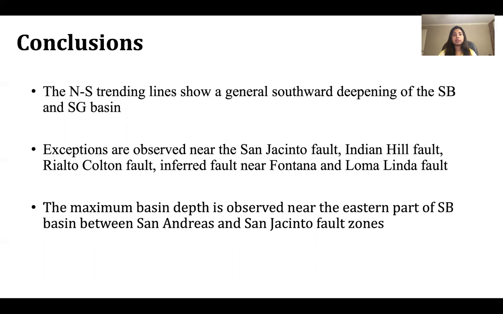Our nodal data provided receiver functions with high lateral resolution, revealing more continuous basin structures. The north-south trending lines show a general southward deepening of the SB and SG basin. Exceptions are observed where shallow basin is identified near San Jacinto, Loma Linda, Rialto Colton, Fontana, and Indian Hill Fault along SB2, SB1, SB3, and SG3 lines. The maximum basin depth is observed in SB6, which is in the eastern part of San Bernardino Basin near San Andreas and San Jacinto Fault region.